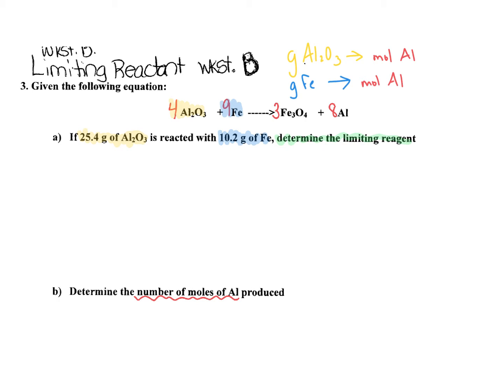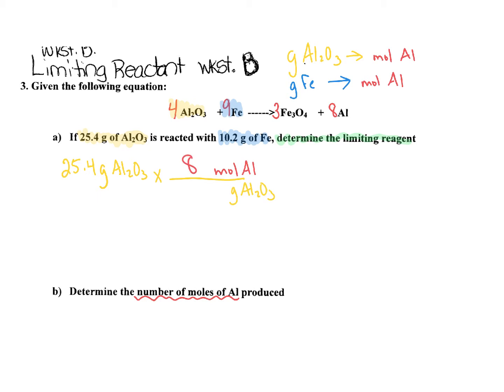So let's get started. We have 25.4 grams of aluminum oxide. Remember, our first thing is going to be finding out how many moles of aluminum we have. So I'm going to put grams of aluminum oxide on the bottom because I don't want that anymore. And I'm going to put moles of aluminum on the top because that's what I want to find out. Well, the moles of aluminum is pretty easy. The moles of aluminum is right here. 8 moles of aluminum. My balanced reaction tells me that. So I'm going to go ahead and put that right there.